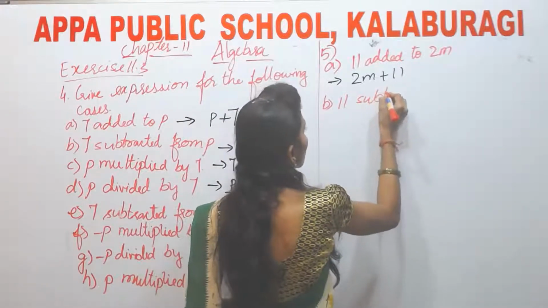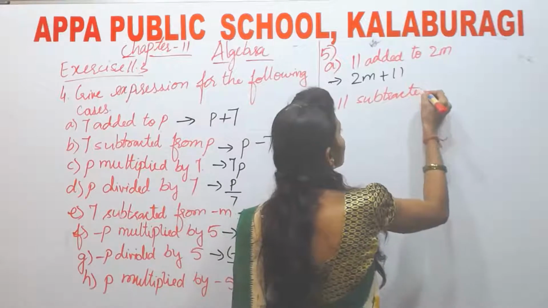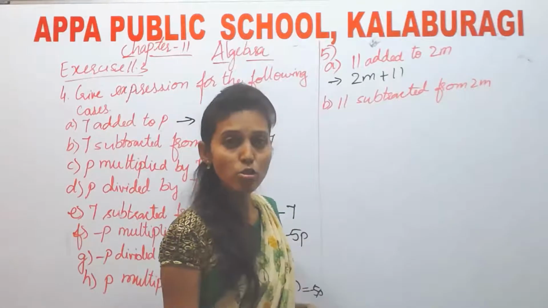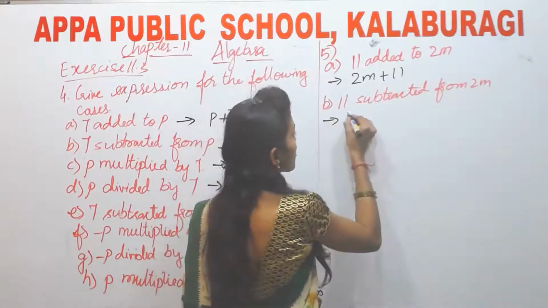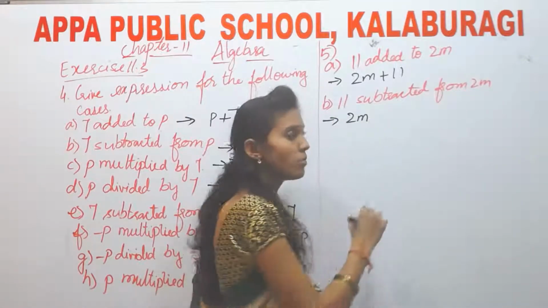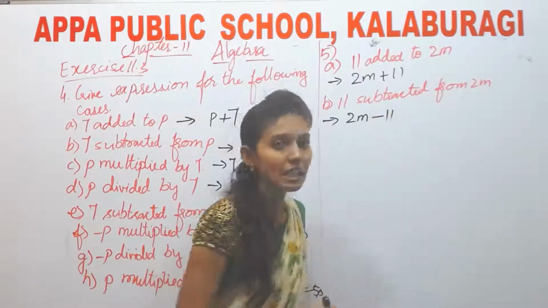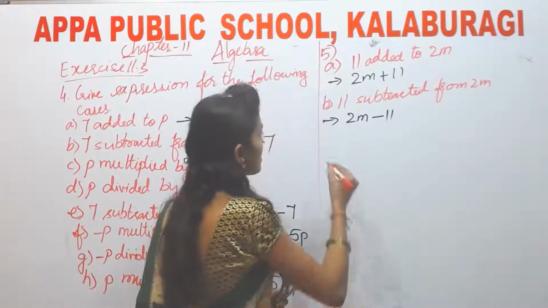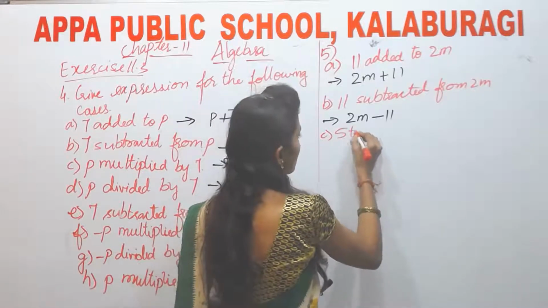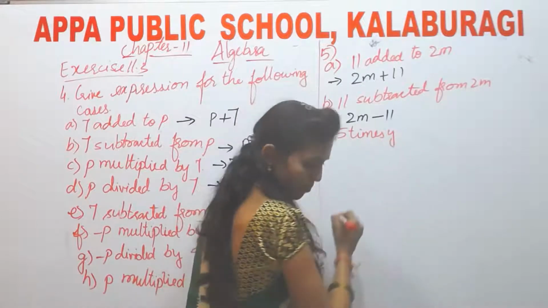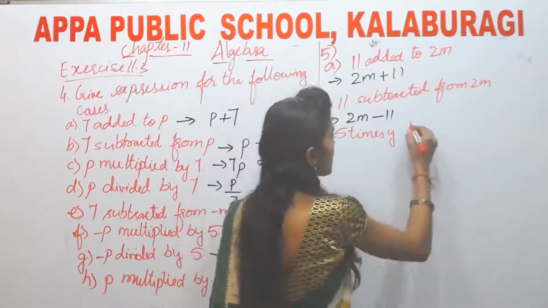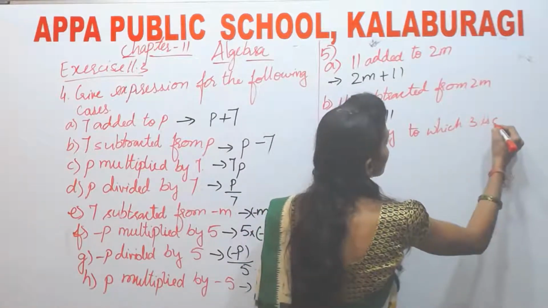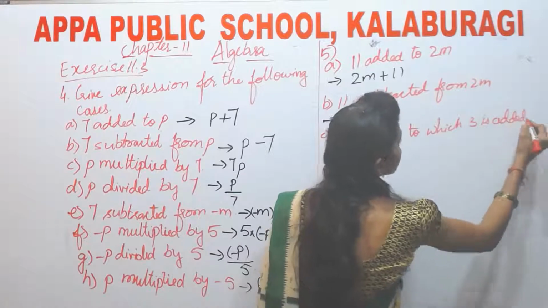Same way, B. 11 subtracted from 2m. So as you know, from term should be first. From 2m, 11 is subtracted. Right? Yes. Next one. C. 5 times y, to which 3 is added. To which 3 is added. Right?